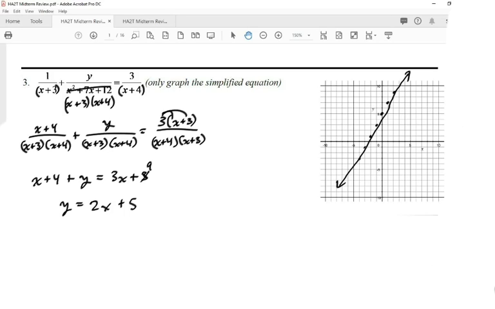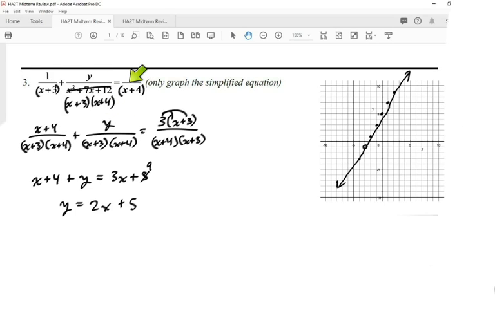There should be holes in this graph. There are holes in this graph at 2 locations. Because if I go back to my original equation, am I allowed to plug in a -3? No. So we should have a hole right there at -3. So I'm going to go over to -3 and put a hole right here.